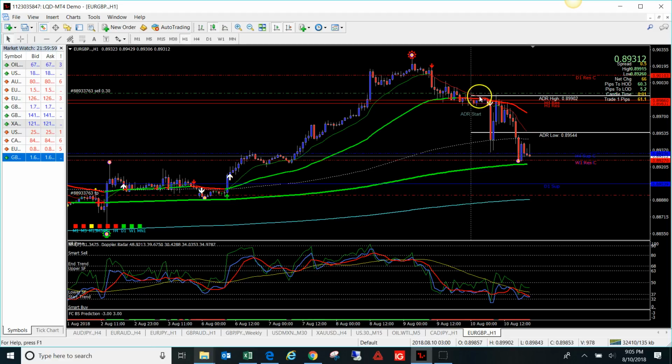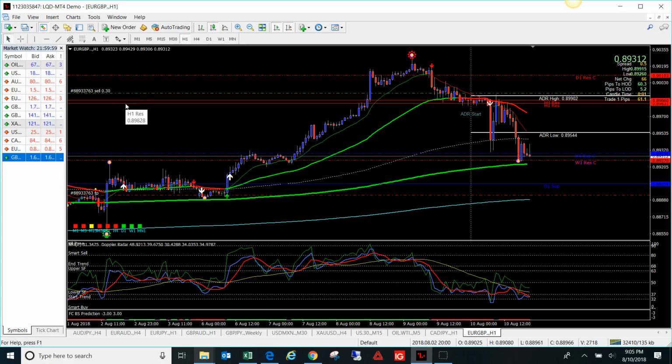So that's something that you can keep an eye out for. Usually if you get these wicks, if it wicks to the ADR high or the ADR low, that's when you may get that reversal. All right, but we'll go more into detail about that. If you have questions about it, you can ask in the chat group and we can discuss that at a later time. But for right now, let's get to the last indicator.